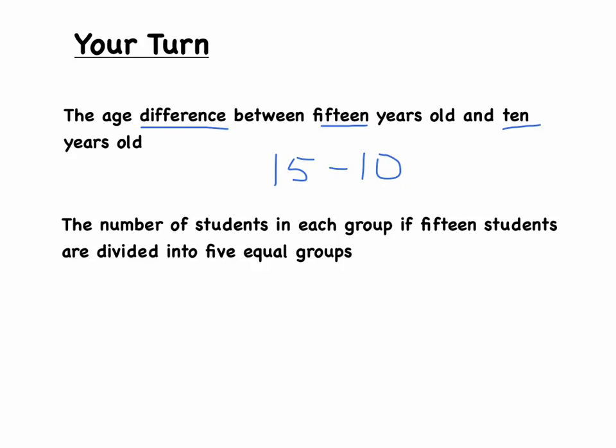Let's look at the next one. The number of students in each group, if 15 students are divided into 5 equal groups. This should be a little obvious since it has the main word divided right here. So we'll be doing some division. The numbers that we're going to be dividing are 15, divided into 5 equal groups. So the expression that we come up with is 15 divided by 5.